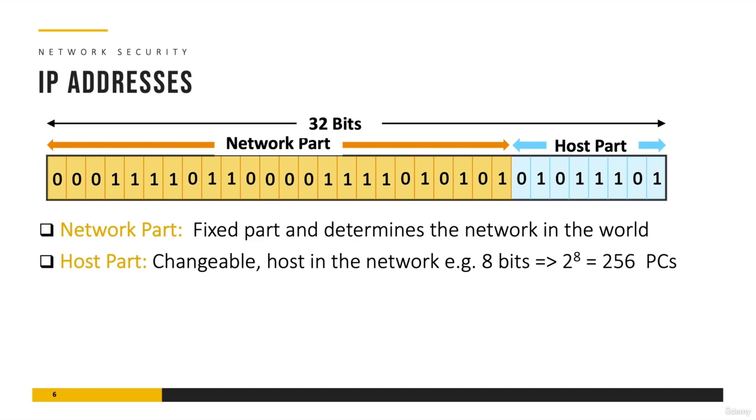So for instance, in our example, let's say we have 24 bits for the network part and 8 bits for the host part. This basically means that you can have 2 raised to the power 8, which is 256, different IP addresses.